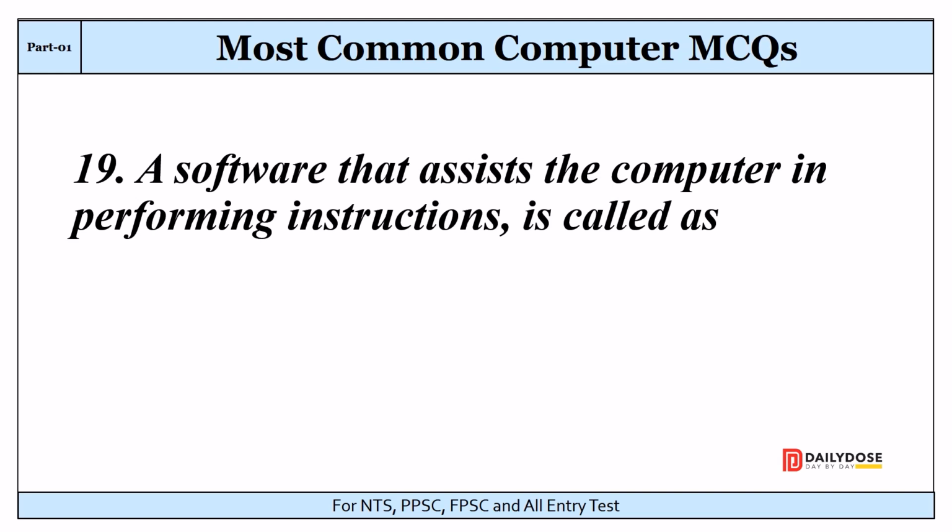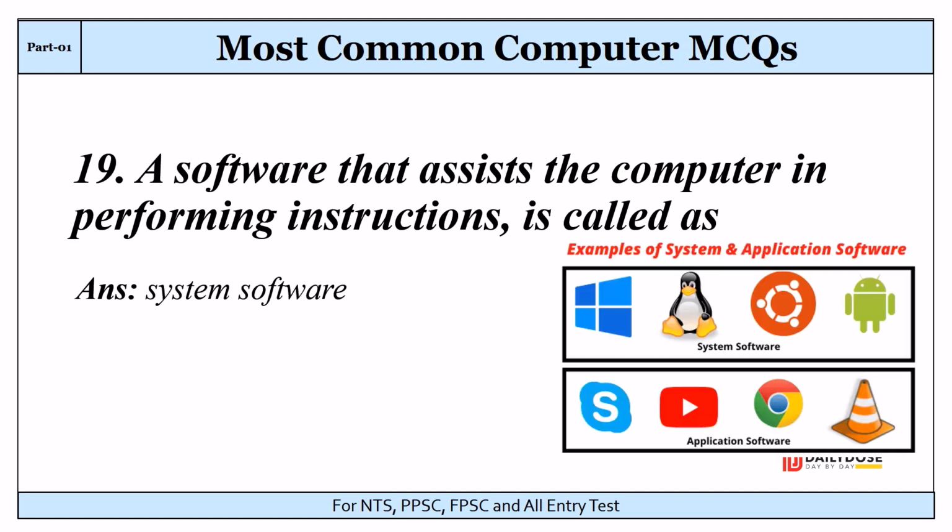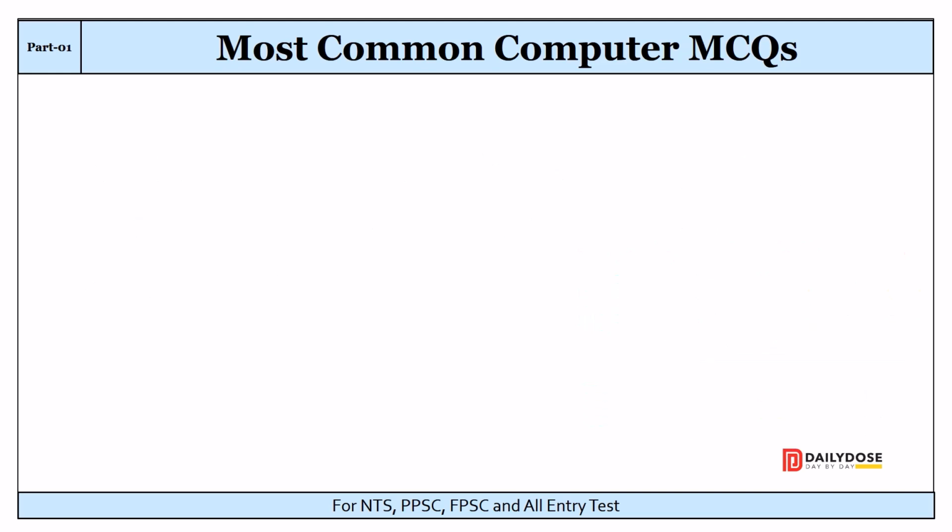Software that assists the computer in performing instructions is called system software. These are different examples of different types of software: Windows, Android, Skype, YouTube, Chrome, VLC player. These all are examples of system software and application software.